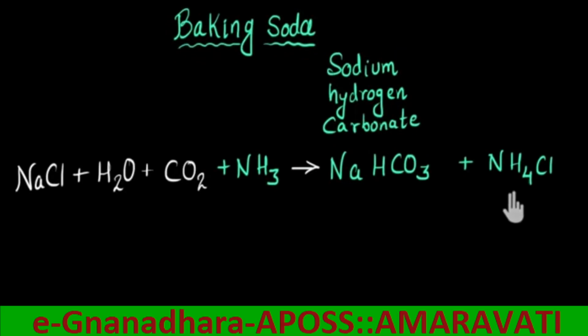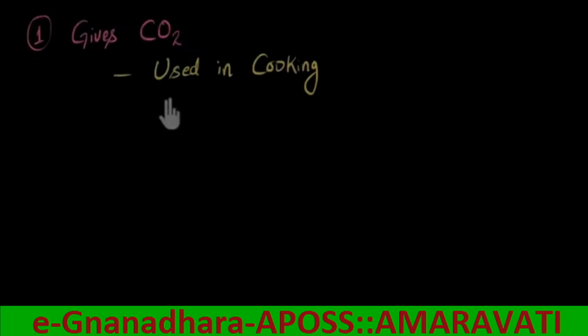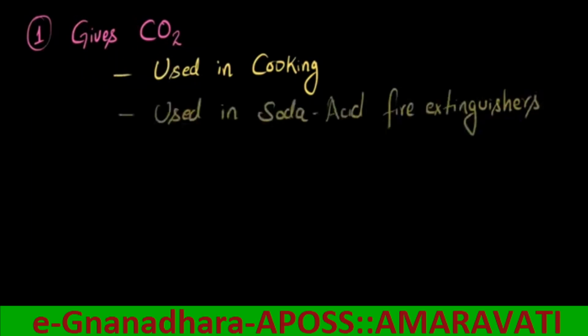Now let's look at the common uses of baking soda. Since baking soda gives carbon dioxide, it has got a lot of use in cooking. And for the same reason, it is also used in fire extinguishers. See, carbon dioxide can extinguish fires. And that's why we use baking soda in soda acid fire extinguishers.